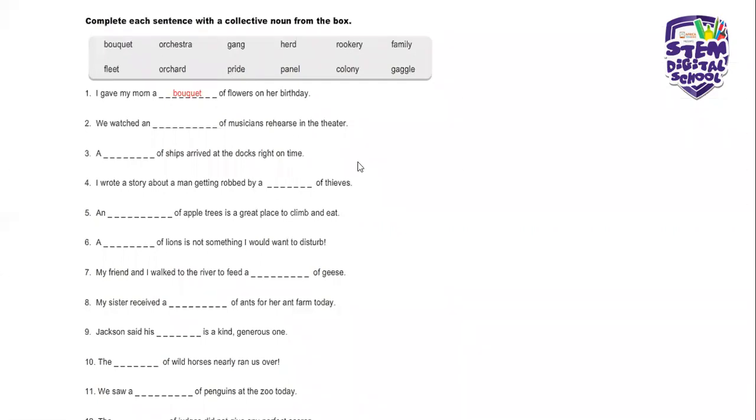Let's hear the next one, number 7. Mkize, do you want to give us an answer? I'm sorry, I can't pronounce your name. So I see your surname is Mkize. Okay, give us the answer for number 7. For number 7, my friend and I walked to the river to feed a family of geese. Okay. Thank you.